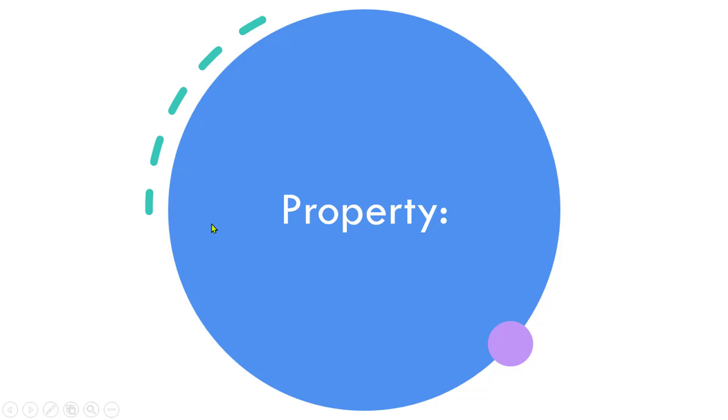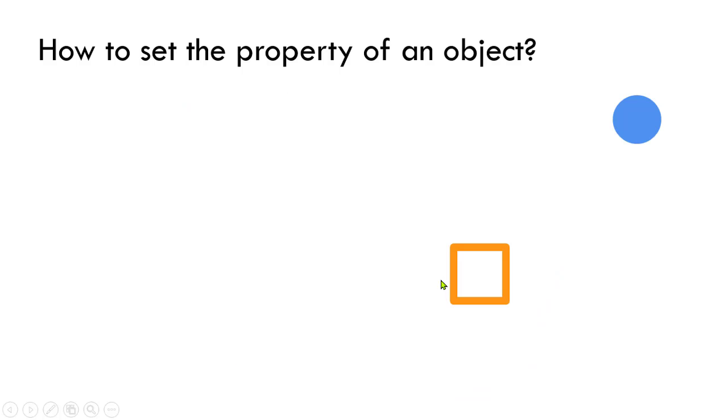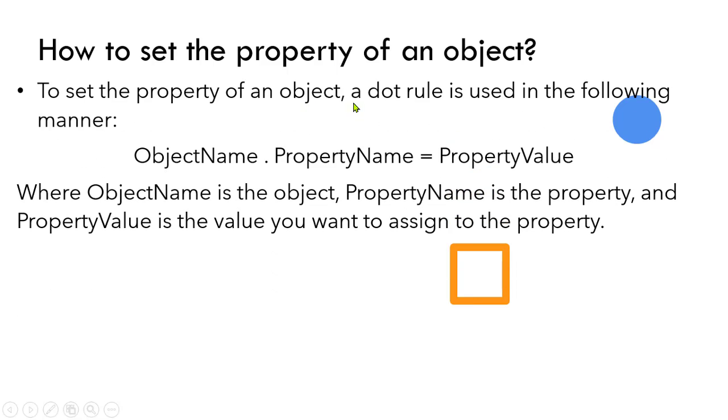What is property? A property describes the object. Students, we can set the property of an object by a dot rule. We can write it as object name dot property name is equal to property value. Students, here object name is the object, property name is the property, and property value is the value that you want to assign to the property.